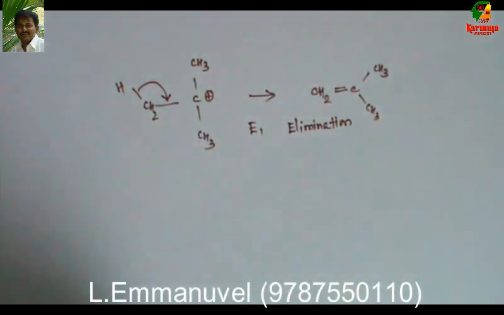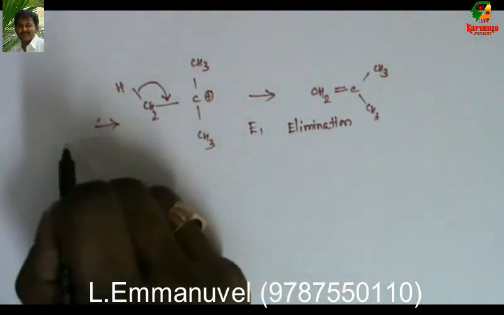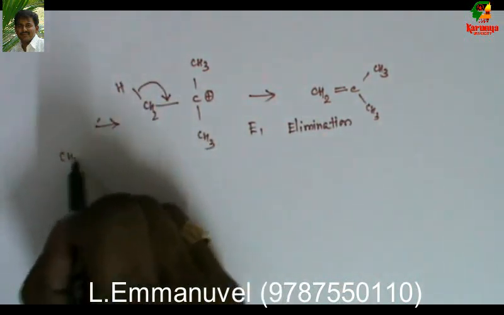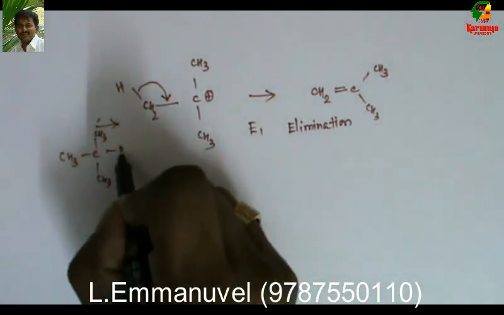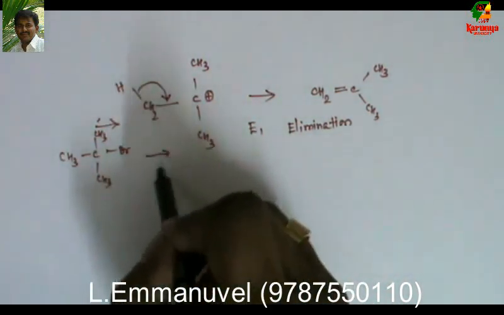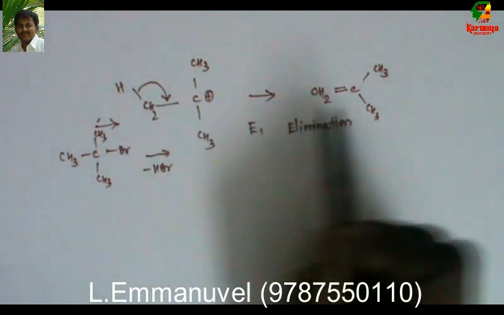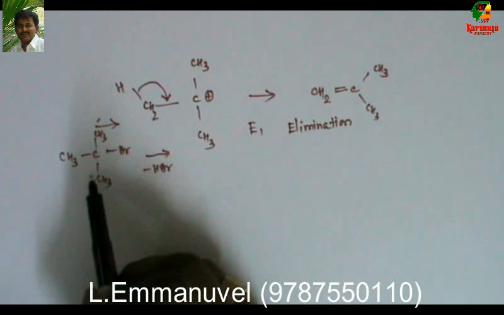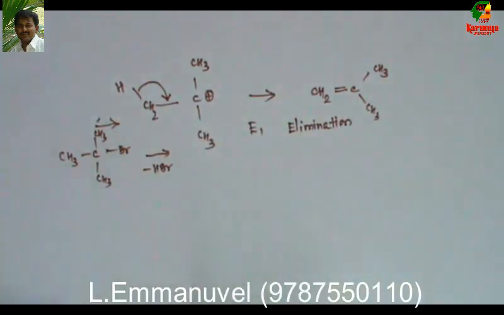So this reaction is called elimination, E1. It is called elimination because before that it was generated from this compound. I have eliminated HBr to get this product. From this alone you cannot say it is elimination, but if you compare the starting material and the product, we have eliminated HBr.